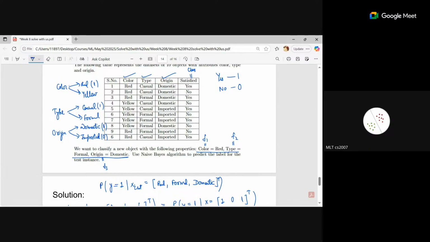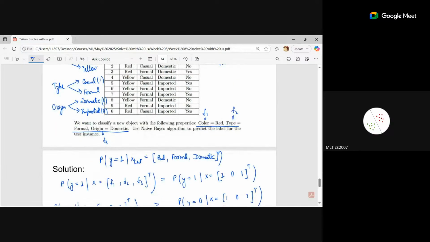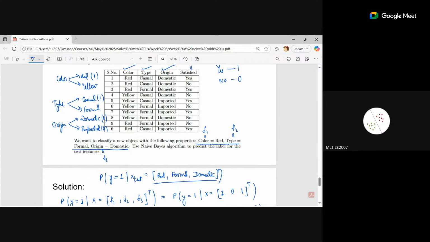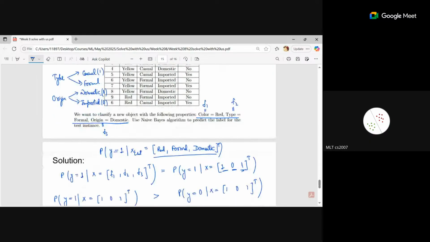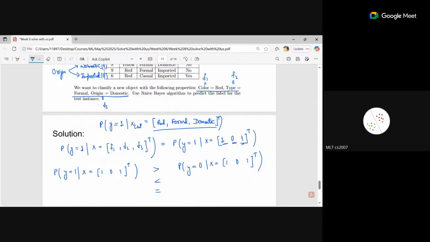Red I have coded as 1, casual as 0, and domestic as 1. So for this X test, which is red, formal, and domestic: red is 1, so I have written 1. Formal is 0, so I've written 0, and domestic is 1, so I've written 1. So what is the probability that y is equal to 1 given x is equal to 1, 0, 1?